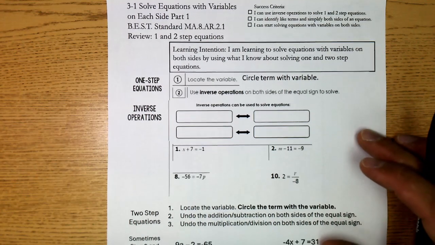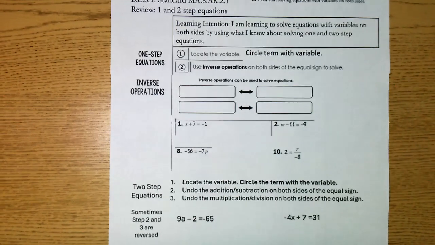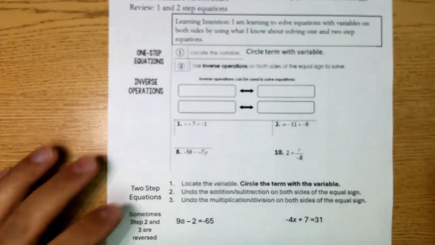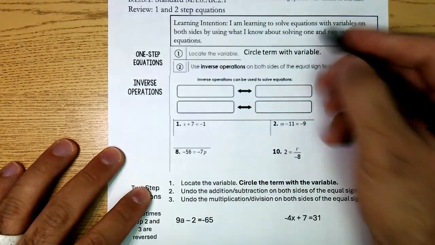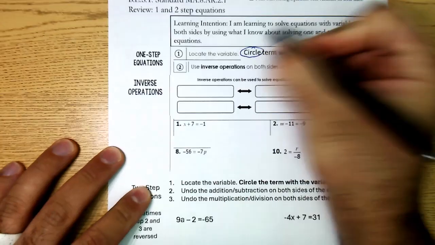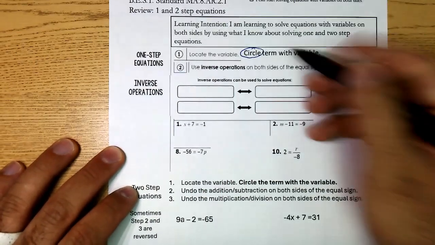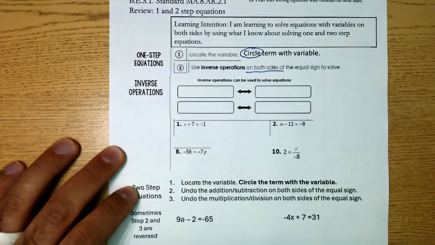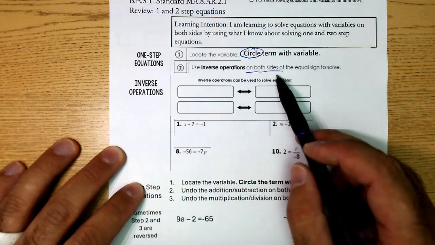So, we're going to get right into looking at some one-step equations from last year. Just some base notes on these. First things first, we should always locate the variable. We are going to circle the term with the variable. We're going to use inverse operations on both sides. What you do to one side, you have to do to the other. We're going to use inverse operations on both sides of the equal sign to solve.